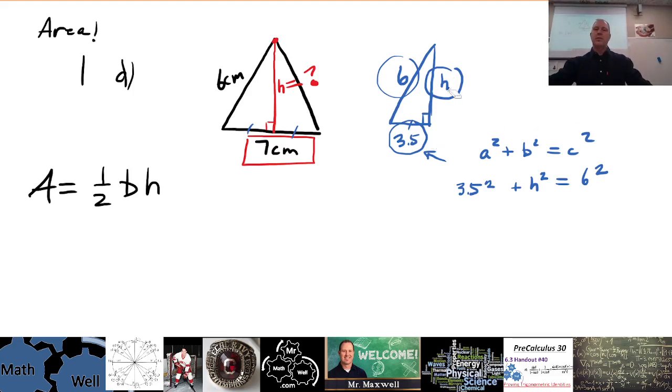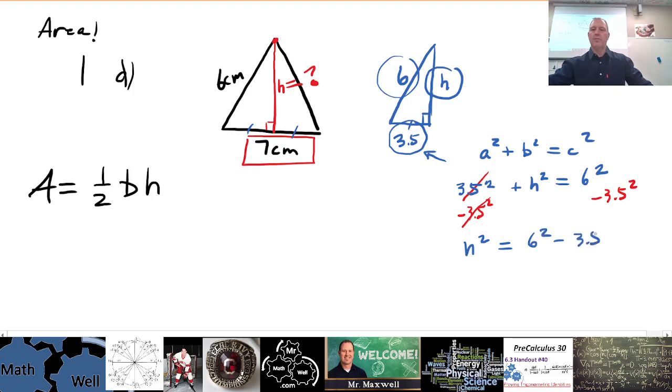Start with Pythagoras, and if you're trying to find the height, you set it up just like this, and then you see here that, hey, I need to get this quantity over here. I need to get this on the other side of the equation because I want to get h all by itself. I want to find out what h is. So let's do this. Let's subtract 3.5 squared from both sides. And then they will cancel out over here. And then I have h squared on this side equals 6 squared minus 3.5 squared.